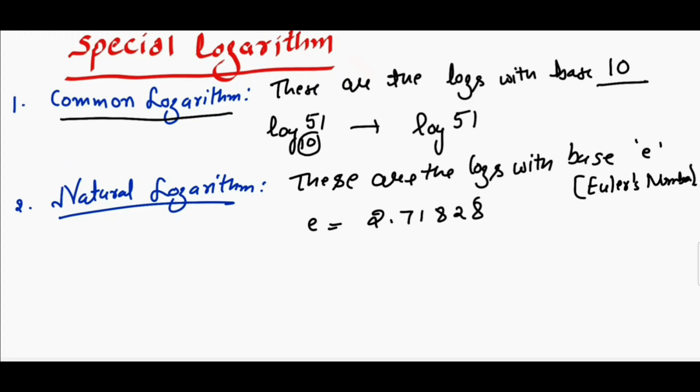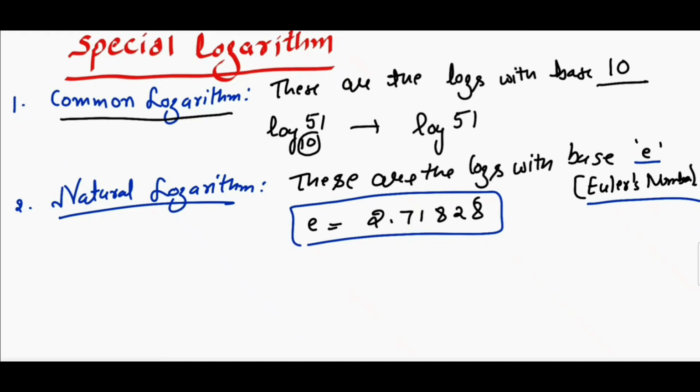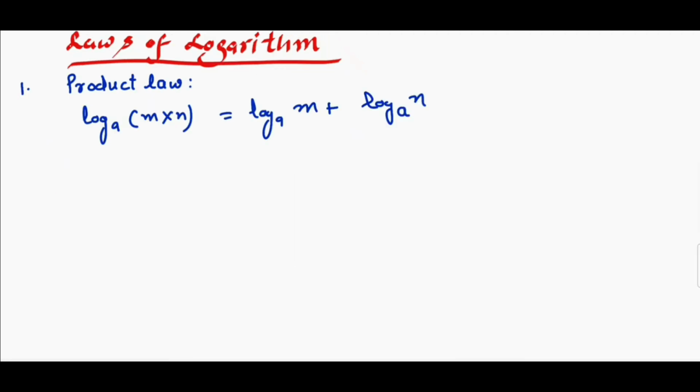Next we have natural logarithms. These are the logs with base e, Euler's number, and the value of Euler's number e is equal to 2.71828. We write these natural logs as log of n with base e. So simply we can write these as ln n, natural log. No need to write this base e. Next we will discuss the laws of logarithms.